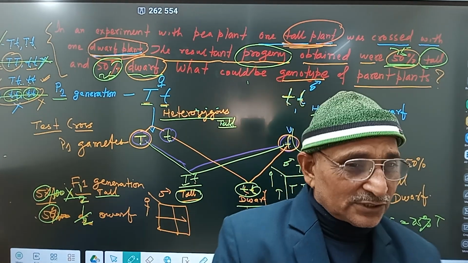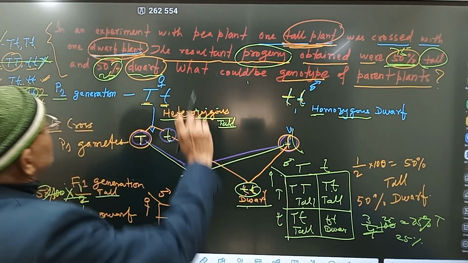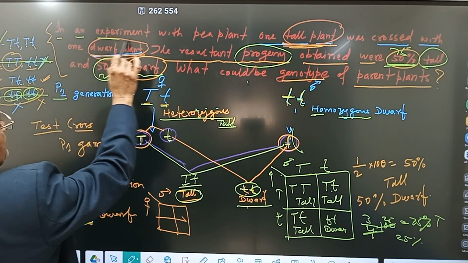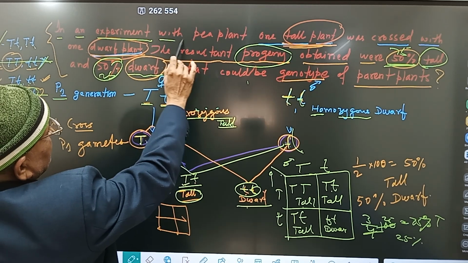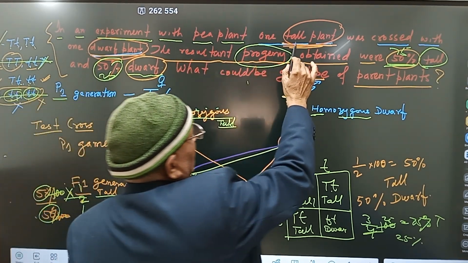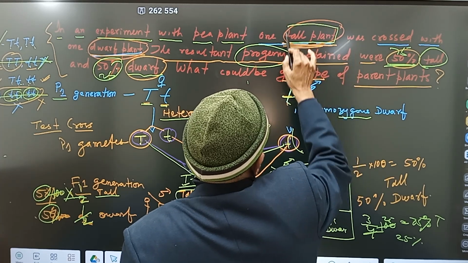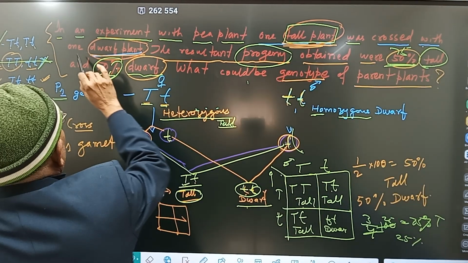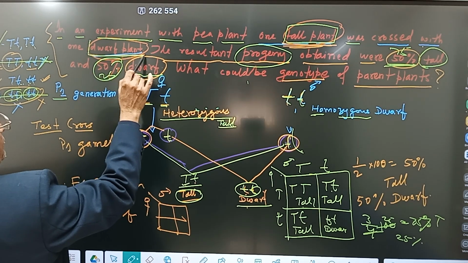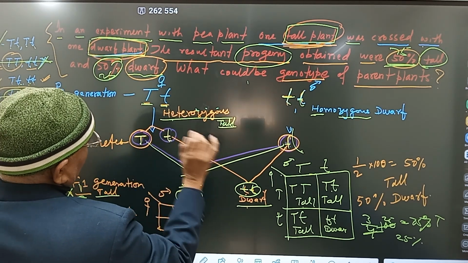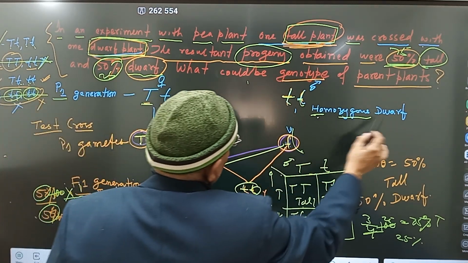Okay, so try to understand what the question is. The question is that in an experiment with pea plants, one tall plant was crossed with one dwarf plant. One plant is heterozygous tall, and homozygous dwarf is given.